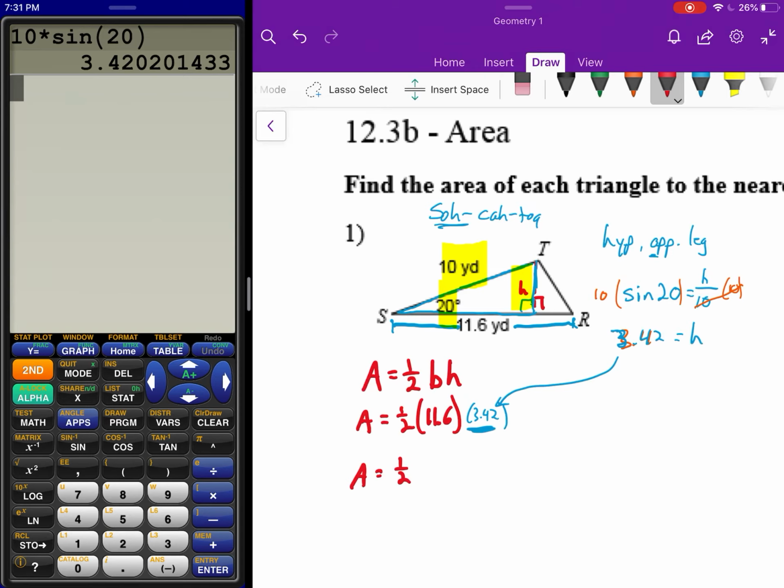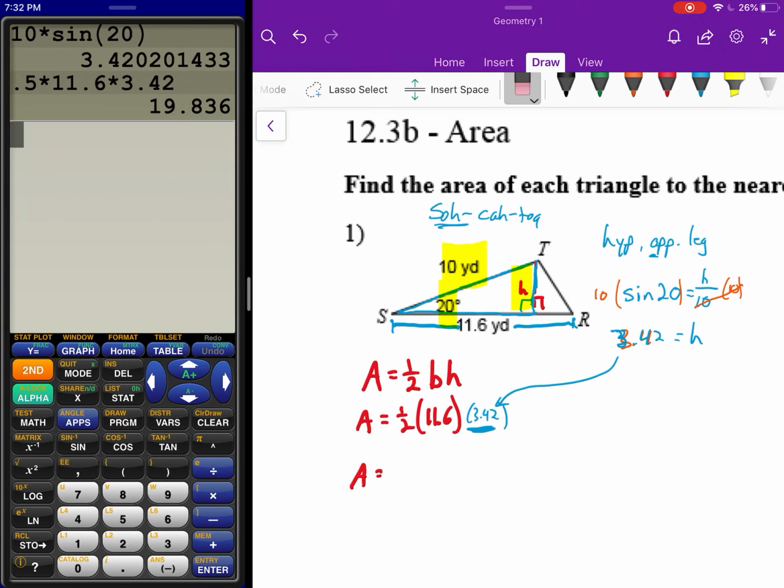So we used our area of the triangle, 1/2 base times height. We knew the base was 11.6. We needed to use trigonometry to find the height. And now we can multiply this out. So we have 1/2, so 0.5, times 11.6 times 3.42. And we get 19, it said round to the nearest tenth, so 19.8 yards squared.